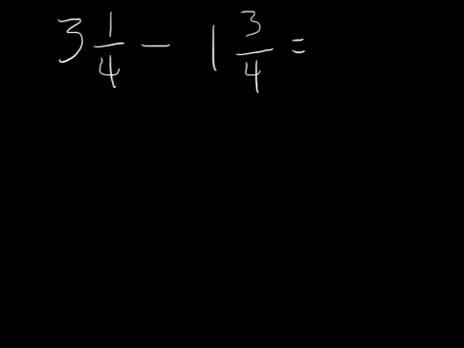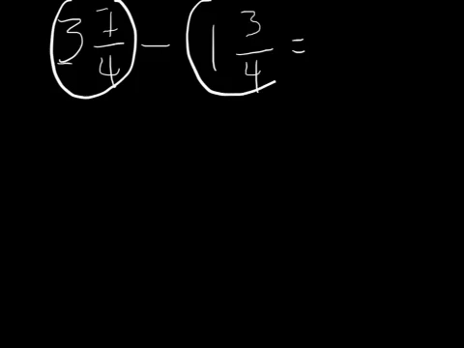Let's look at a different way of doing this exact same problem. So in the last example, we borrowed from this 3 so that we would have a big enough numerator here to subtract, to do our fraction subtraction. This time we're going to do it differently. We're going to convert these entire fractions into improper fractions, do the subtraction problem, and then we'll probably have to reconvert to a mixed number. Let's take that one step at a time.